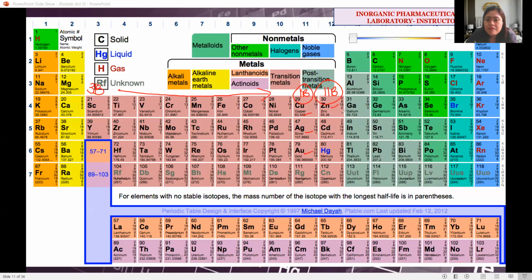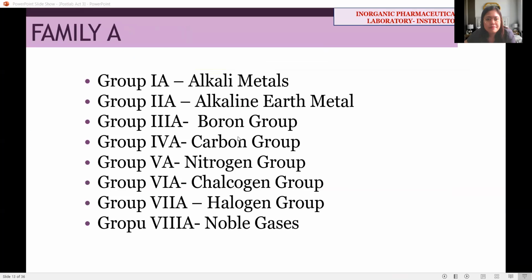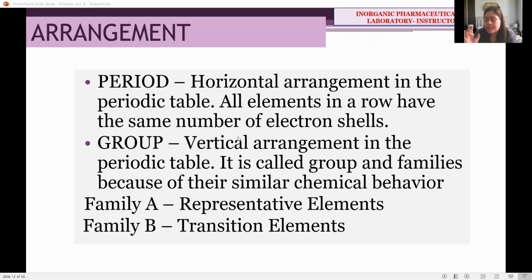And these are the volatile metals. They volatilize, meaning they can become gas. We have zinc, cadmium, and mercury. The rest are still family B. Again, a family goes downward, a vertical arrangement. Okay? So that is the family and groups. That's how we group our elements in the periodic table.